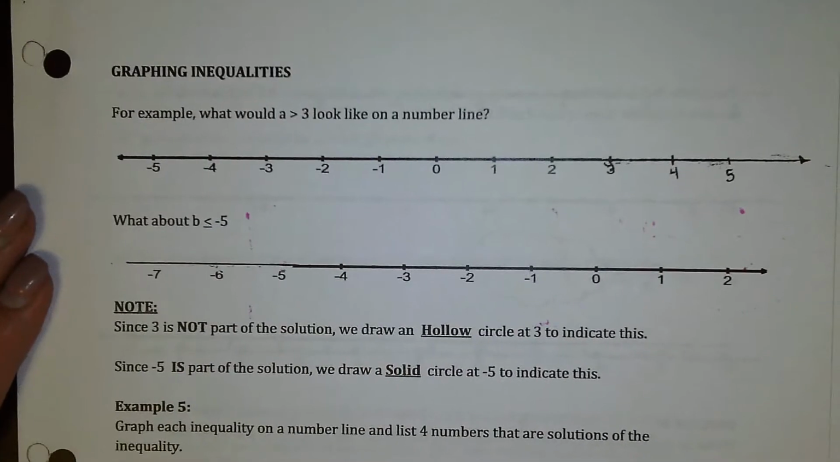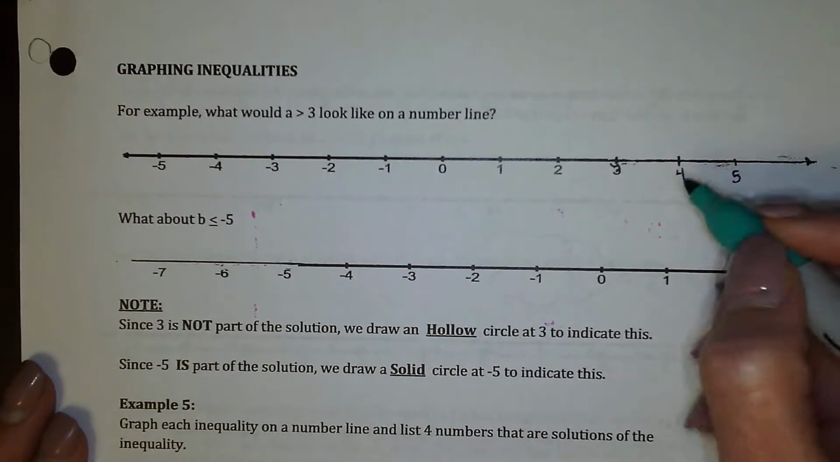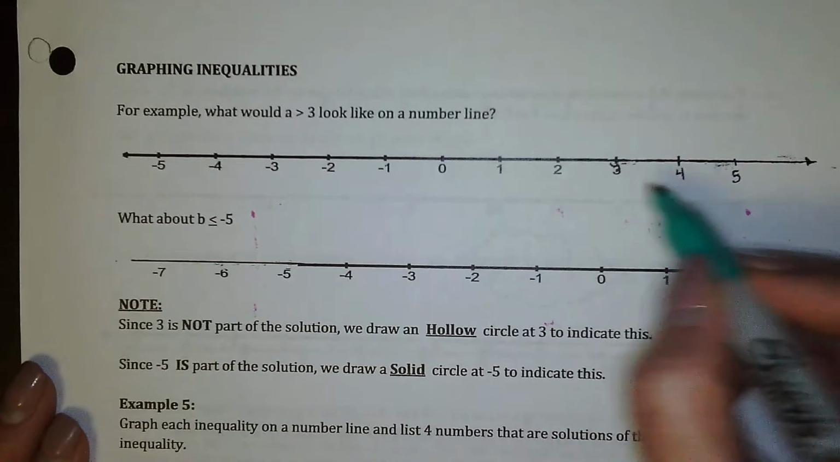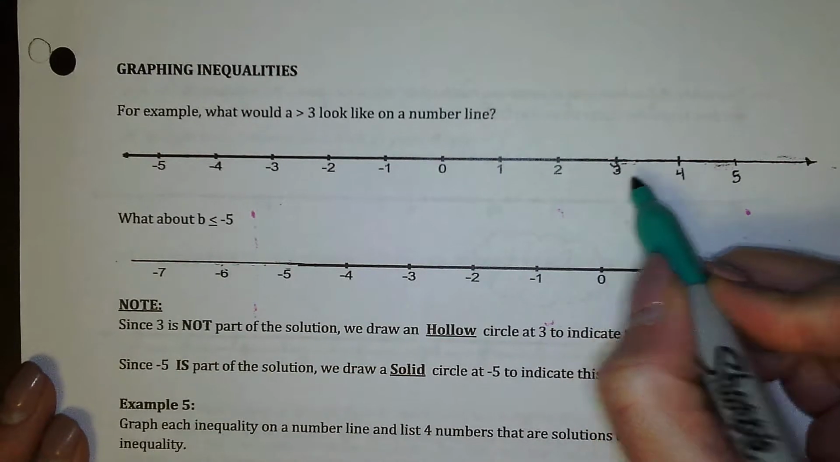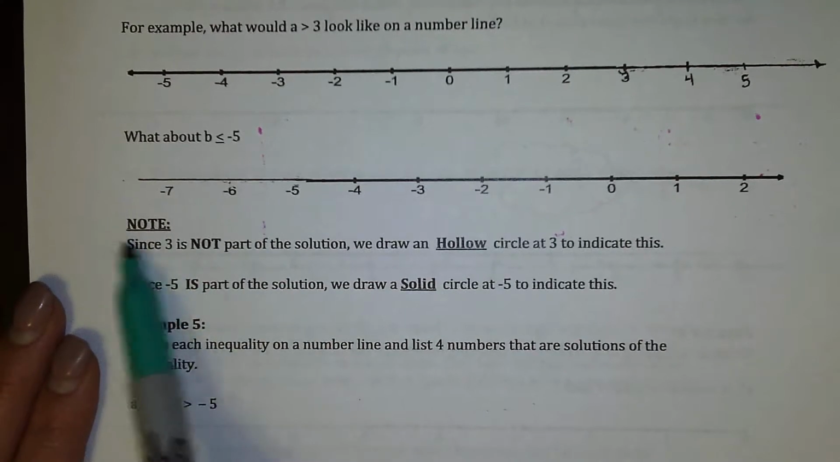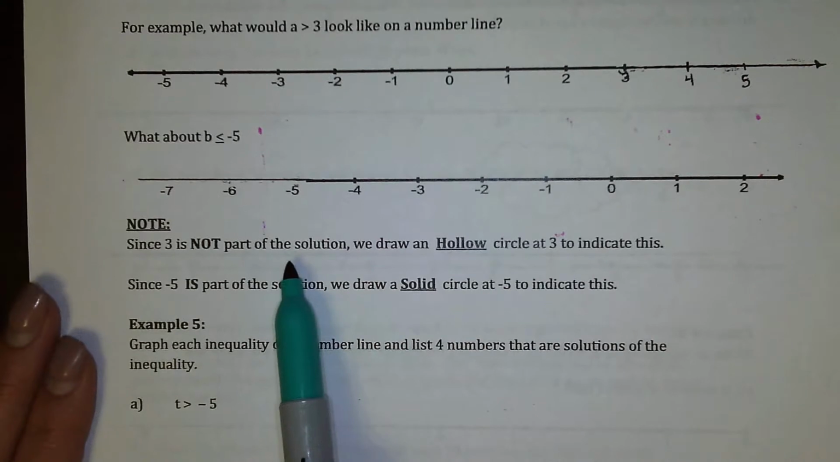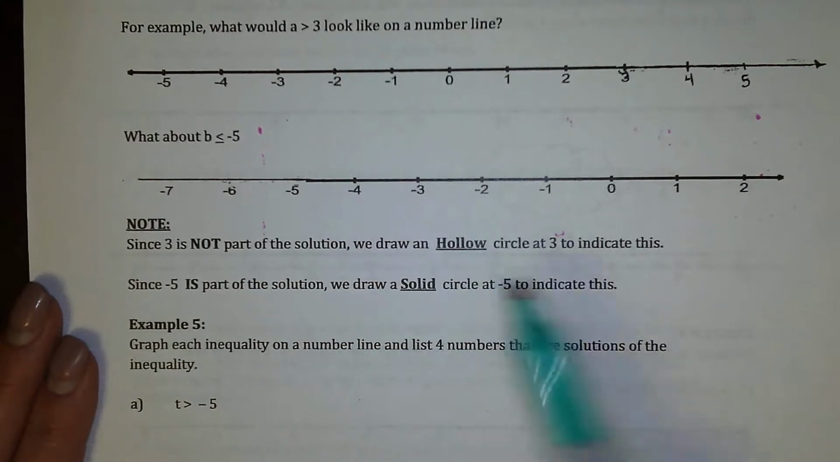Okay, I'm going to turn my page here. We're going to get into graphing these inequalities on a number line. What would A being greater than 3 look like on a number line? I would find where the 3 is, which happens to be here. And there are 2 symbols, and I'll draw your attention to this note. Since 3 is not part of the solution because we didn't have an equal sign under it, we're going to use what is called a hollow circle.